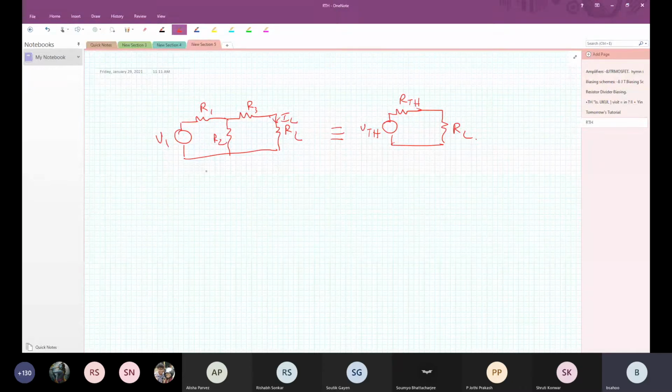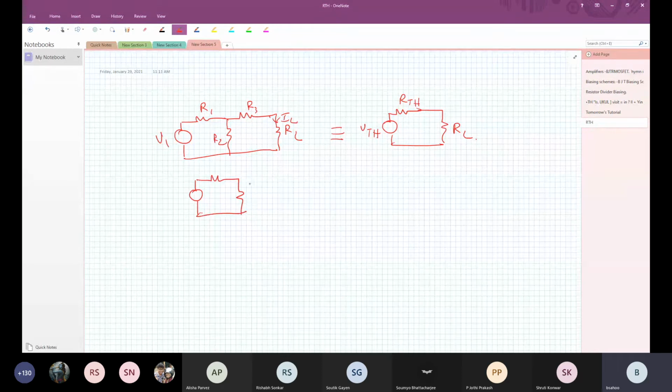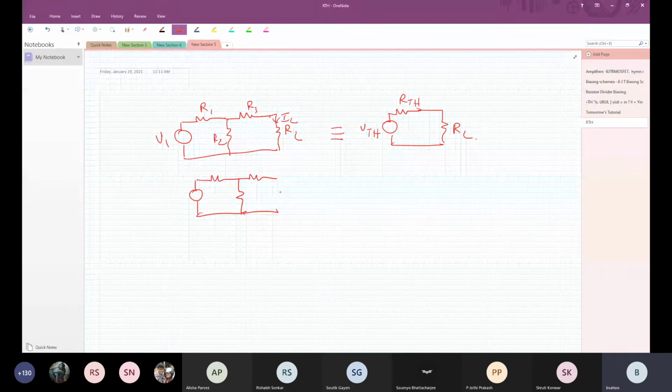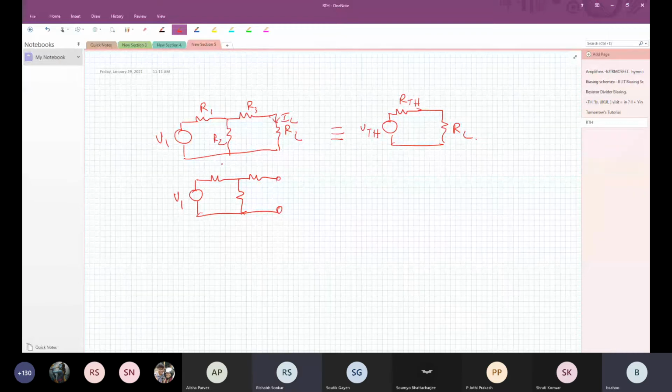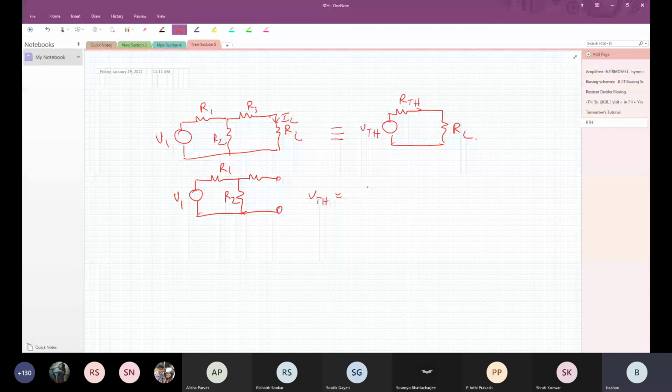VTH is, I remove this resistance from here, the load. Okay, I remove this load and find out the open circuit voltage. Right? So what is the open circuit voltage? VTH equals R2 divided by R1 plus R2 times V1.